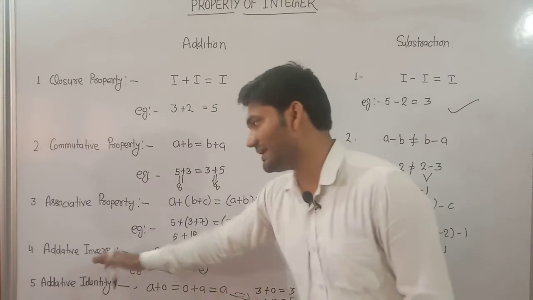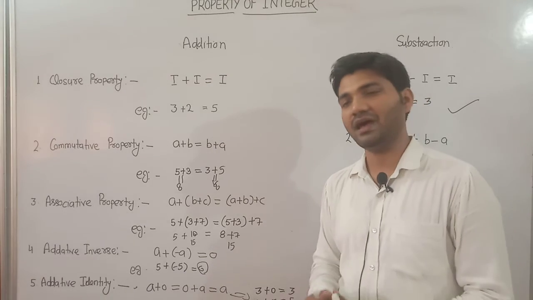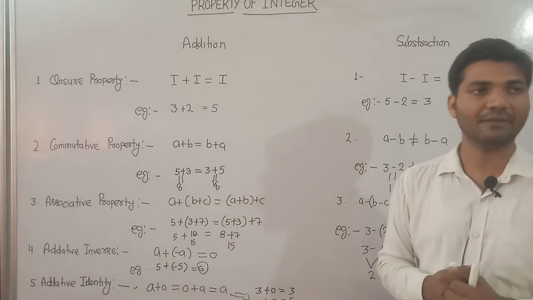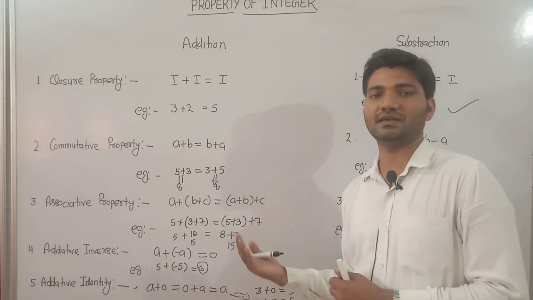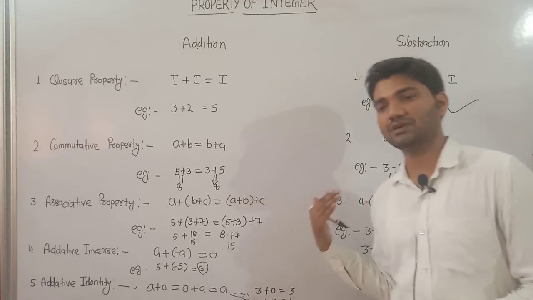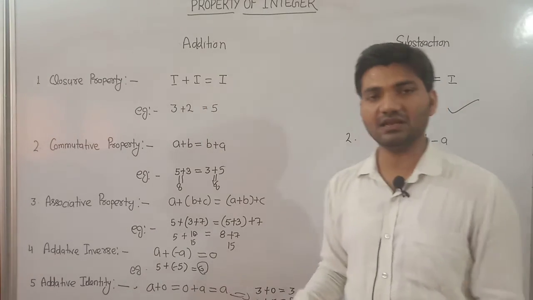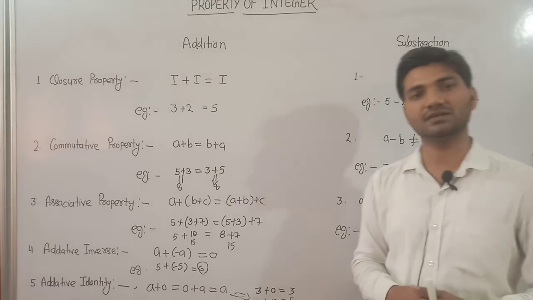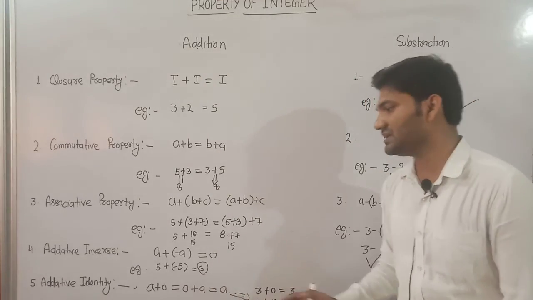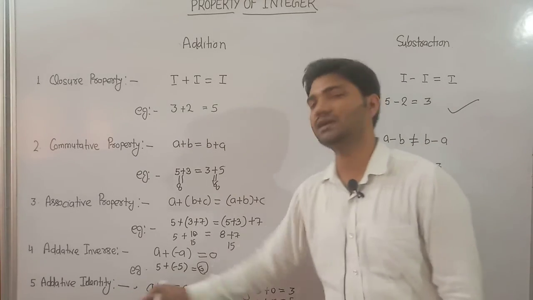And fourth is the additive inverse. For any number, the additive inverse will be just the negative of its sign. It means if the number we have taken is 5, then its additive inverse is minus 5. If the number we have taken is minus 5, its additive inverse is 5. And last is the additive identity. It means for any integer, if we add 0, the result will always be the same integer. It means 0 is the additive identity for integers.